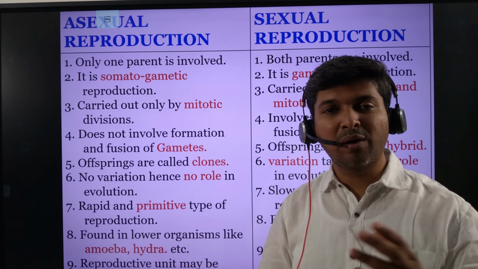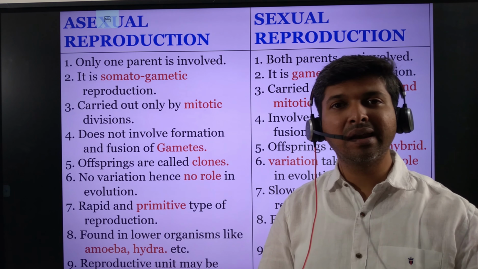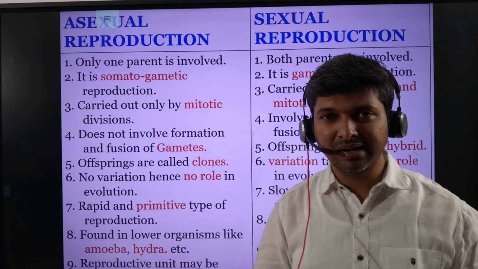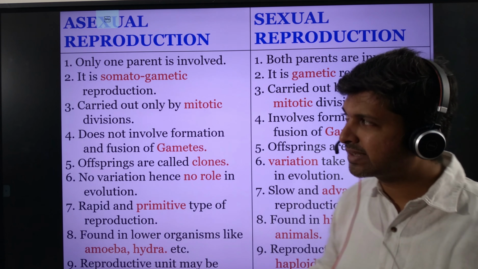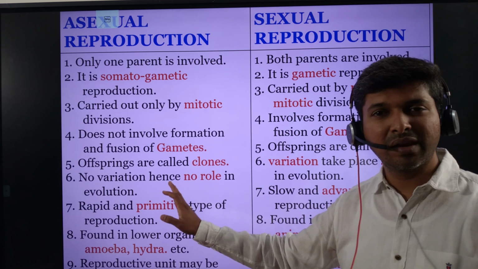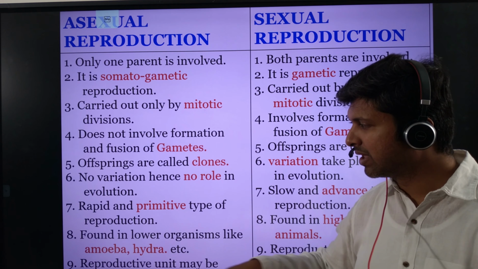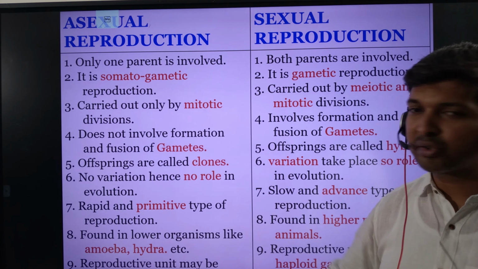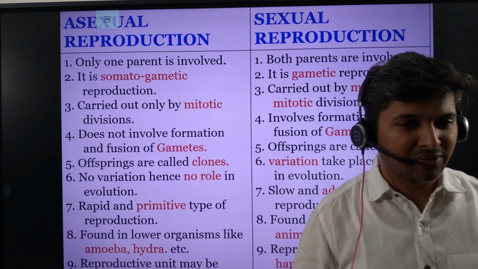Then if you talk about Hrithik Roshan also, his children and he himself are not identical, there is variation. So in sexual reproduction we have something called variation, but here there is no variation and the offsprings are called clones. Then here the reproduction is a rapid and primitive type of reproduction.